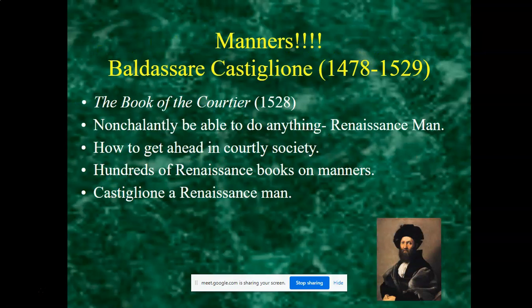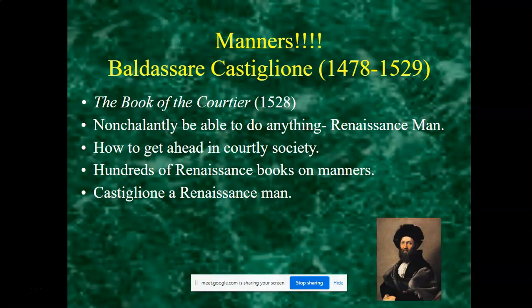Here's what I really like to talk about, manners. Manners are a very interesting subject, I think. Baldassare Castiglione writes a book called The Book of the Courtier. This is fairly late for the Renaissance, actually, 1528. But this book, The Book of the Courtier, becomes one of the most famous books for a really long period of time in Europe.